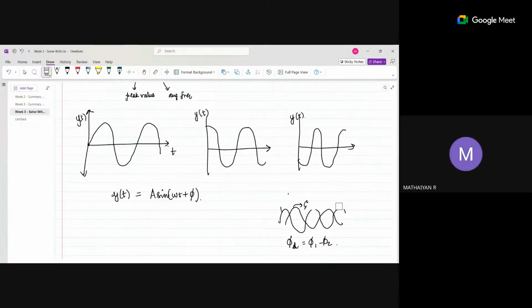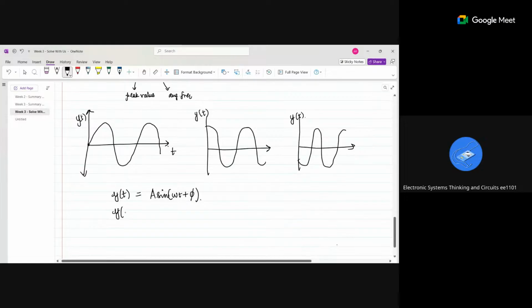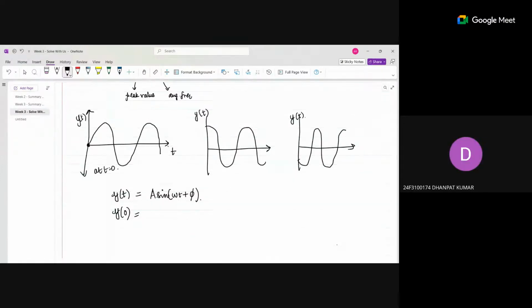But here we have only one wave, so it is only phase. To find the phase, what I will do is substitute t as 0. If you see at this point for this wave, at time t equal to 0, what is y of t? It's not sine 0. At time t, y of t will be A sine phi.